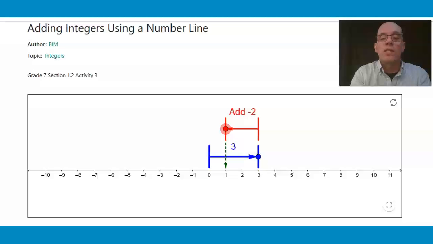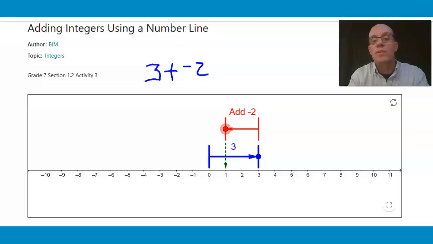So let's look at this model. So this model is showing 3 plus negative 2. So we know that 3 plus negative 2 is 1. The model shows that. But really, what if I did 3 minus 2? Where would I end up? Well, I would go out to 3, and I would come back 2. I would end up at the same spot. So what we're really doing is 3 minus 2 is the same thing as 3 plus negative 2.